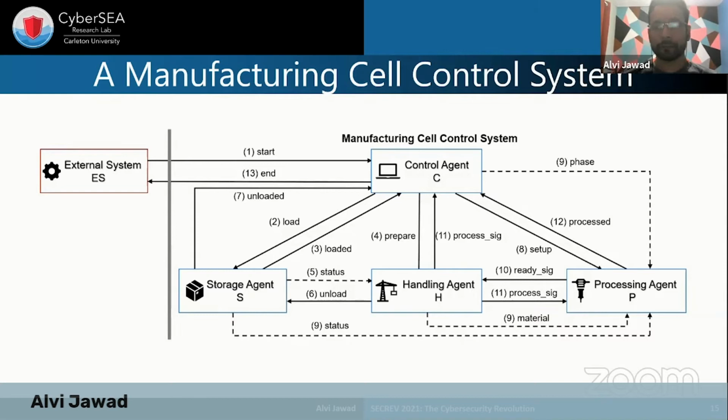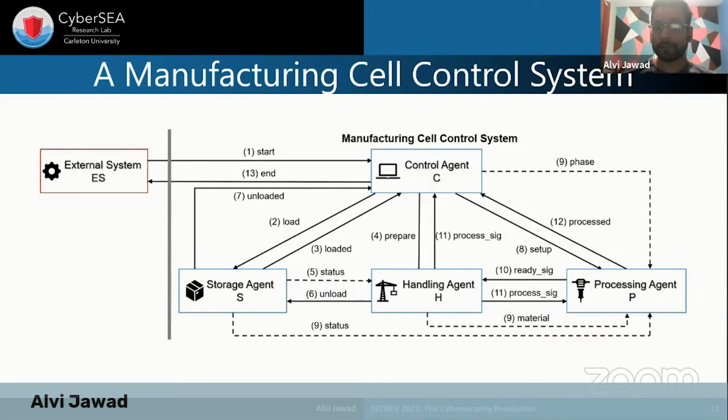And we have 4 internal agents. We have the control agent, we have the storage agent, the handling agent, and the processing agent. The control agent is the control system of this manufacturing cell that controls all the other internal agents. And it's also something that communicates with the external systems. So the external system might be sending information to the control agent saying, hey, go and produce 1,000 materials.